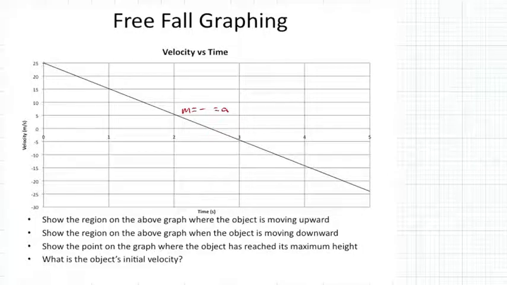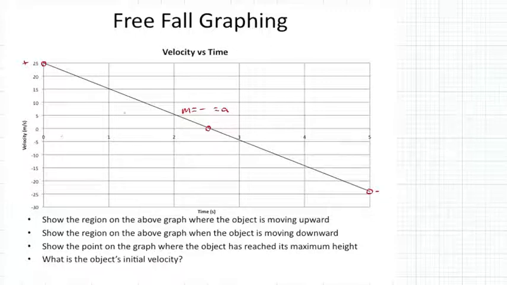It starts with a positive velocity right here, and then it gets increasingly negative and negative. Right here, that's going to be an important point. The velocity is 0, and now we've got all the way down at the other end, a velocity which is negative. And this represents what we've been talking about the past few days, and that is a body in free fall. So we're asked right here to show the region on the graph where the object is moving upwards.